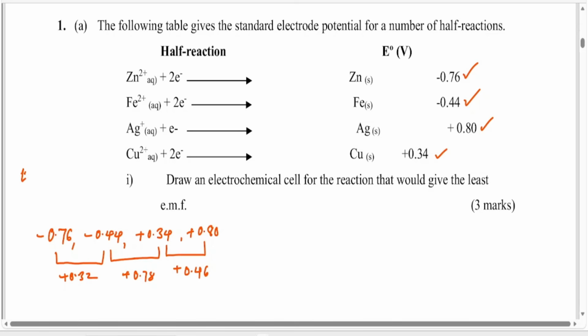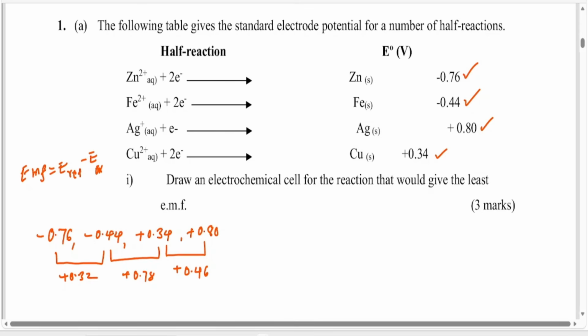Students, you know how I'm obtaining these differences. We know EMF of a cell is given by E reduction minus E oxidation. E reduction means the cell that undergoes reduction. E oxidation means the cell that undergoes oxidation. So in the first case, I'll take negative 0.44 minus negative 0.76, and that is when I obtain positive 0.32. And for the rest, I still apply the same concept.